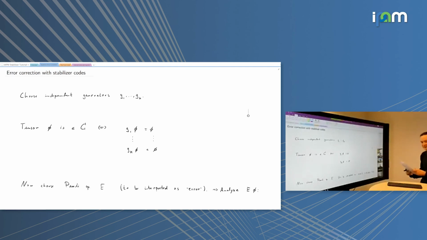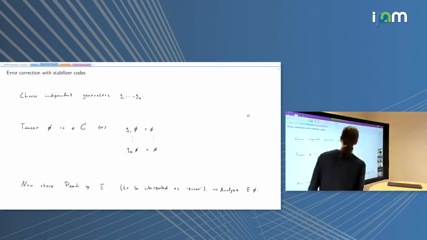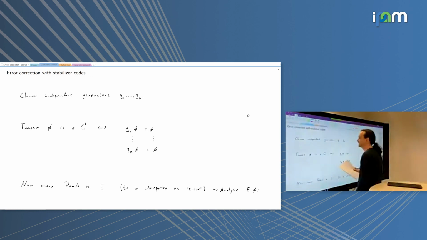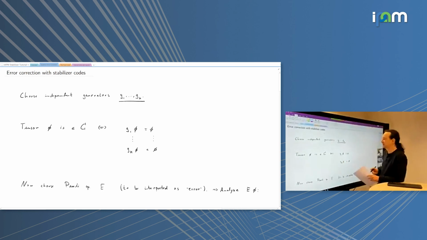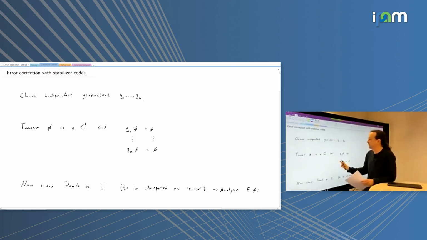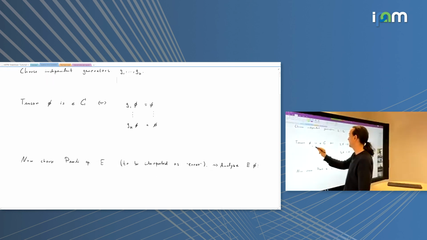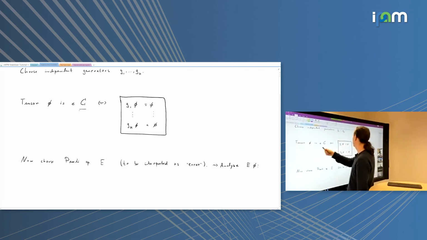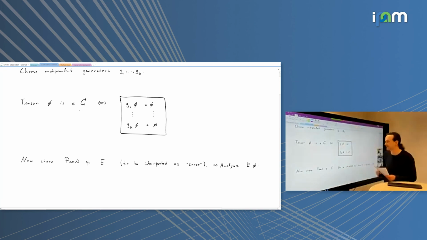Okay, so now things are getting, I have 9 minutes. Aha, okay, that's maybe just so possible. So how can we error correct now with these constructions? Okay, so here's the construction. We choose independent generators G1 to Gk, so they generate a stabilizer group. And then what we've seen before is that a tensor phi is an element of the associated code space if it's a joint plus one eigenvector. So if it satisfies all these k eigenvalue equations, it's being stabilized by all the generators.